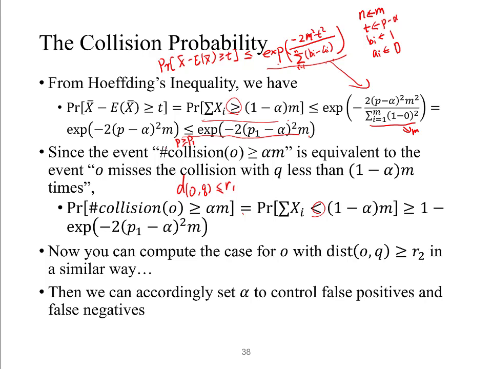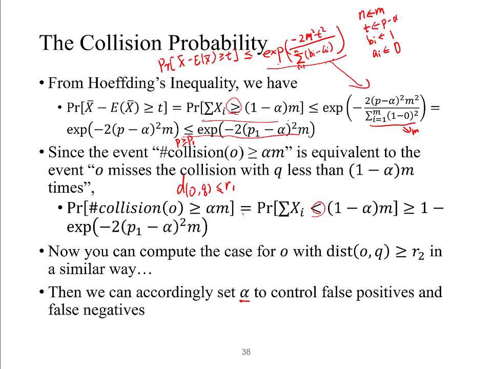Then the idea of the paper is to accordingly set alpha to control false positives and false negatives. So this is how the paper models this probability, and we have also mentioned how it would use this model to decide the alpha. In the project, we won't ask you to compute this alpha. We will give you alpha m. So you can just focus on the implementation part.